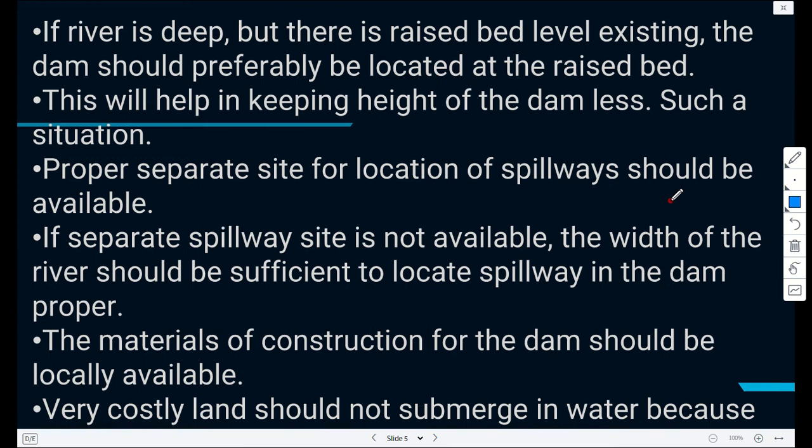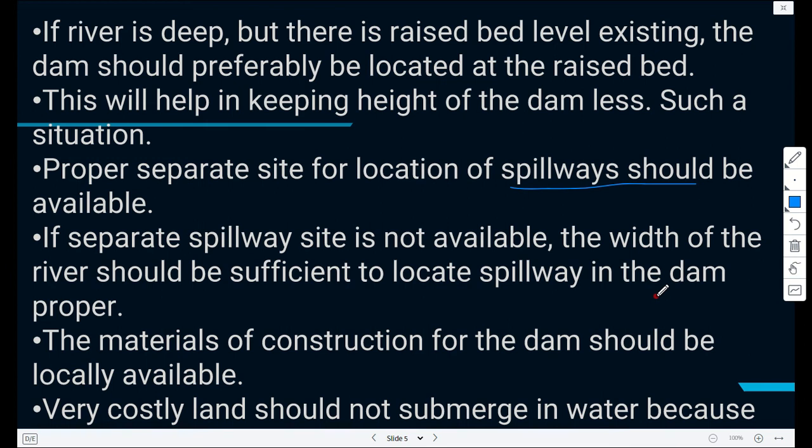Because a dam has a fixed capacity. Once the capacity is filled, especially during rain, the spillways allow the dam to breathe, in quotes. It allows excess water to flow away. But then you also need to have the space to build your spillway. Now, if a separate spillway site is not available, the width of the dam river should be sufficient to locate the spillway in the dam proper. So a spillway is part and parcel of the dam structure or dam morphology.